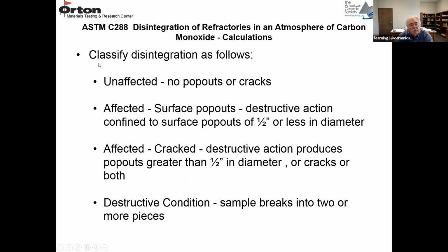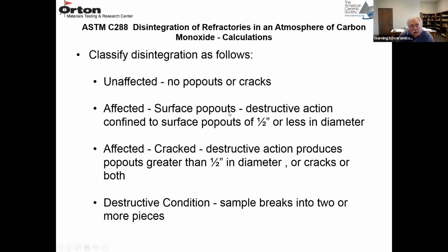So you can classify the results, the disintegration, as follows. It's a visual test. A lot of ASTM tests have no numbers for outputs. They're visual. We looked at the alkali vapor test, which is primarily a visual test. So if nothing happens during the 100 hours or 200 hours, however long you test, if no carbon deposits build up and no material is popped off or there's no cracks, it's rated unaffected.